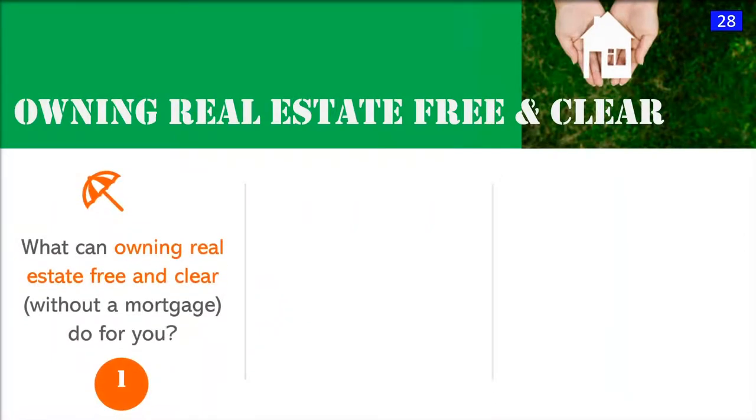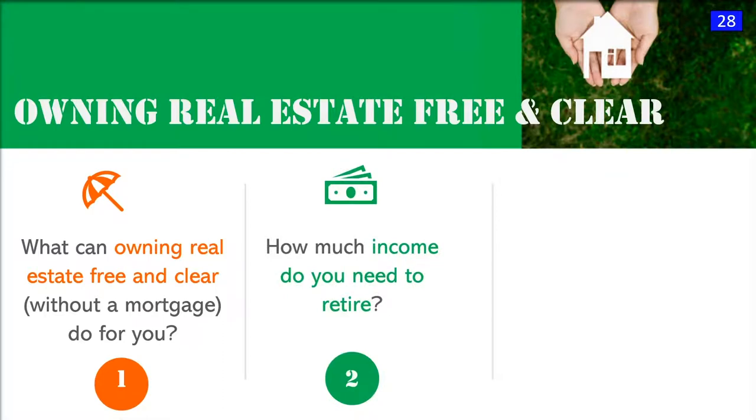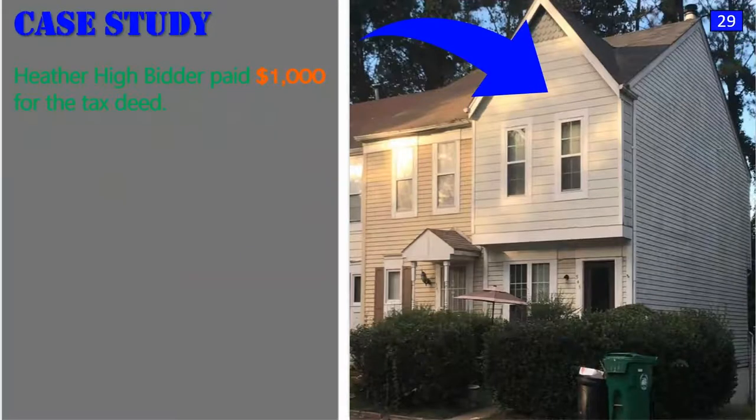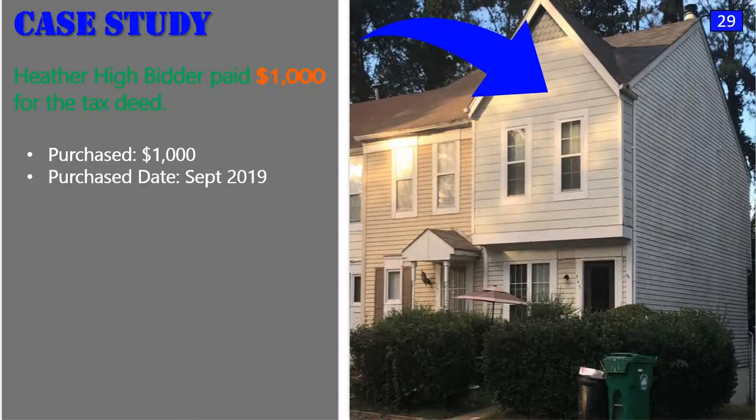All right. So what does that mean for you as an investor? What could owning real estate free and clear actually mean? How much income do you actually need in order to retire? And how many properties would it take in order for you to actually meet those goals? We'll talk about that. So let's take a look at this home. This corner lot townhouse went to Heather High Bidder, we'll call our student that, for $1,000 at the tax sale. The purchase date for this property was September of last year.